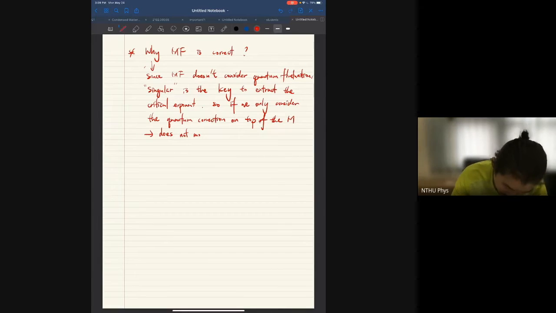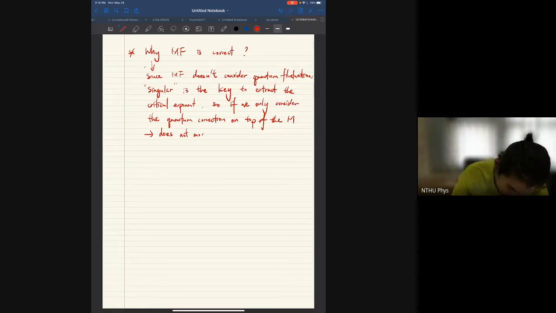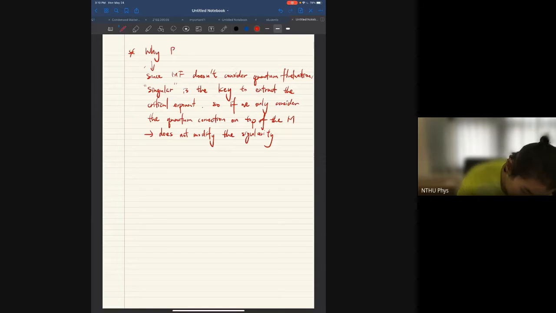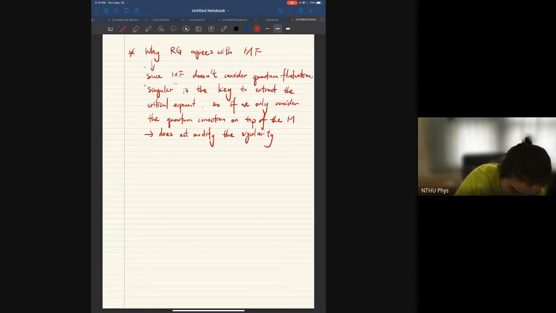So the idea is, mean field is correct, in the sense that, or I should not say it is correct, I should say that the RG analysis will agree with the mean field, because the RG analysis we did is perturbative. It didn't consider infinite terms of the quantum correction, so it cannot modify the singularity. So it must agree with the mean field. Okay, that is the statement by the singularity. So I should state why RG agrees with mean field. The reason is just a correction doesn't change the singularity. Okay, that's what we need to state.